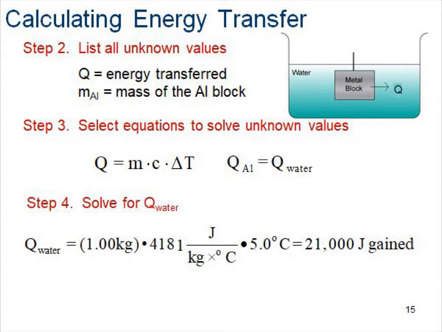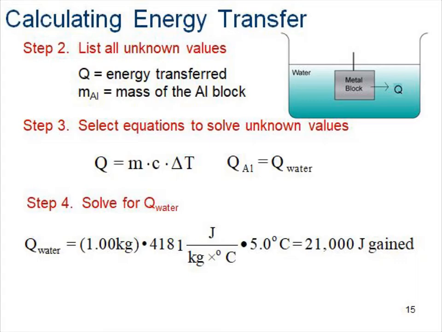So step 4, let's go ahead and solve for the energy transferred in water. To calculate the energy transferred in water, we'll use Q equals mcΔT. So it's our mass times our specific heat capacity times our change in temperature. The mass was given to us as 1 kilogram. Our specific heat capacity is 4,181, and our change in temperature is 5 degrees Celsius. If I multiply those three values together, we get our energy transferred of 21,000 joules gained.